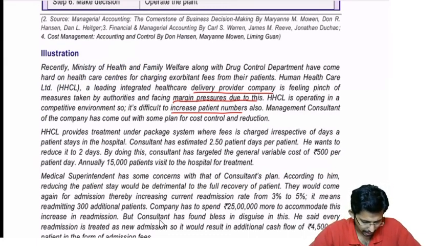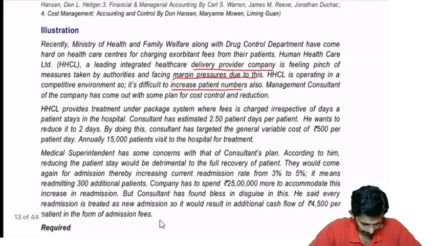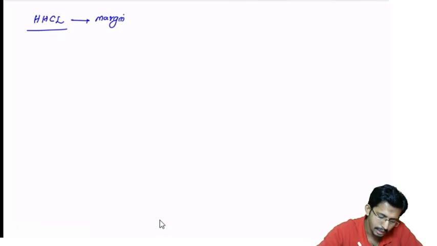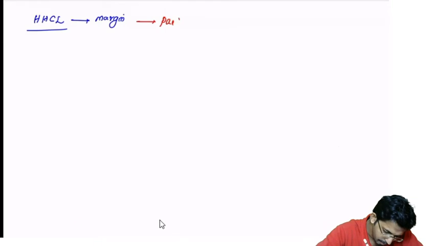The management consultant of the company has come out with some plan for cost control and cost reduction. Yes, of course, whenever there is a problem, there will be a management consultant. The management consultant has a solution for this problem also. What does he say? HHCL provides treatment under a package system where the fee is charged irrespective of the days a patient stays in a hospital. That means all the patients are charged on the basis of the package system.